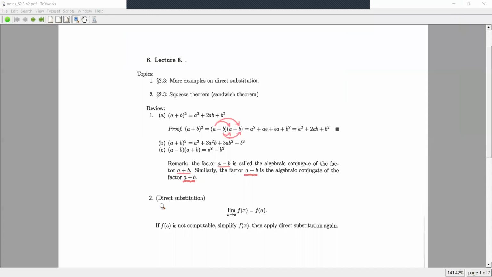Review number 2, direct substitution. To compute a limit, we just need to plug in the point a in x. That is, we just need to compute the function value at the point a. Sometimes the function at the point a is not defined, or the function value at the point a is not computable. In that case, you need to simplify the function. Then apply direct substitution again.